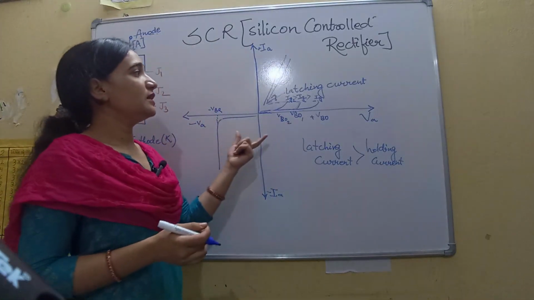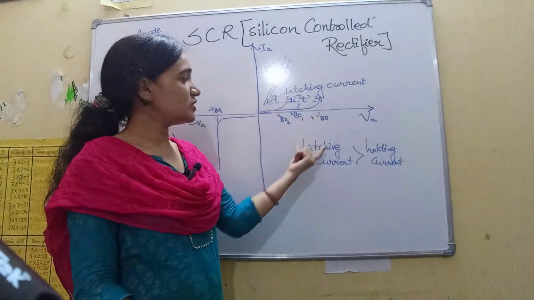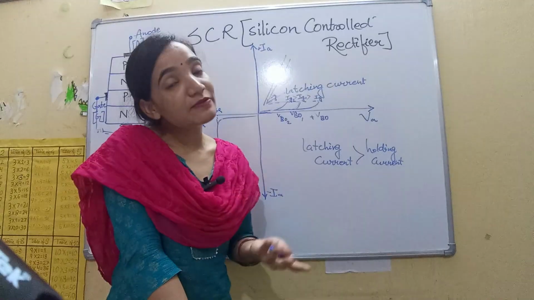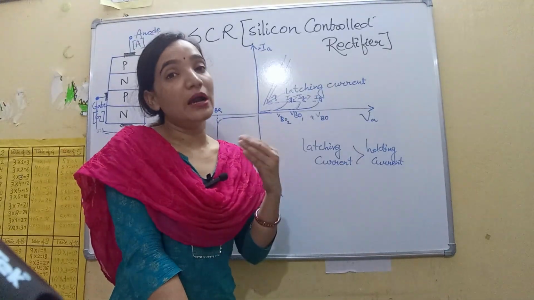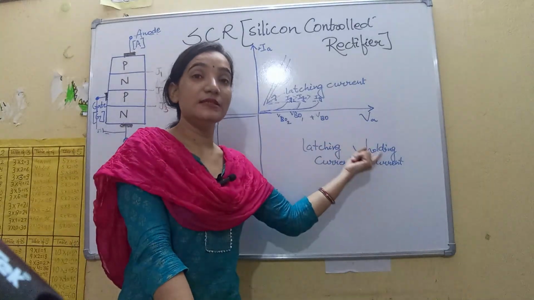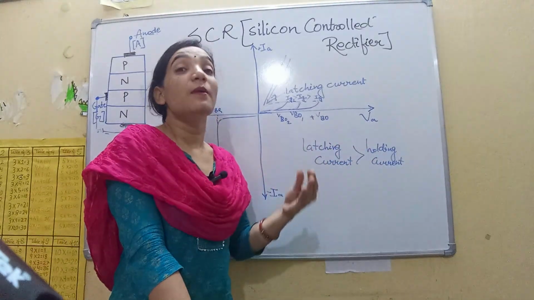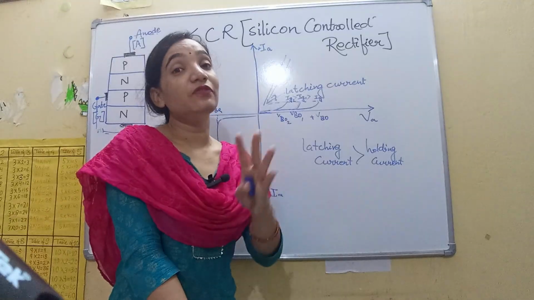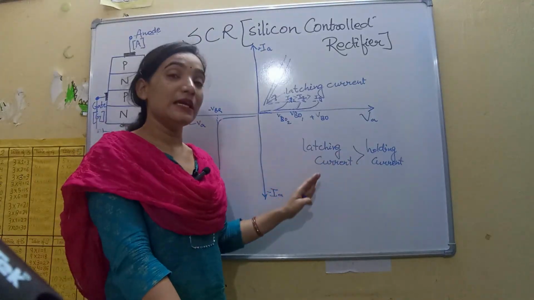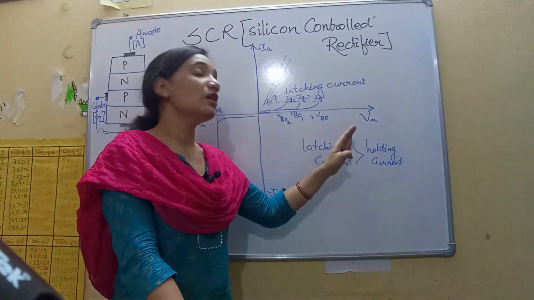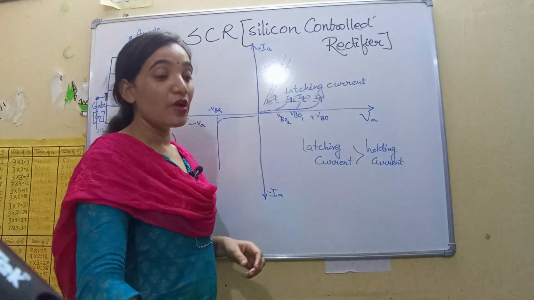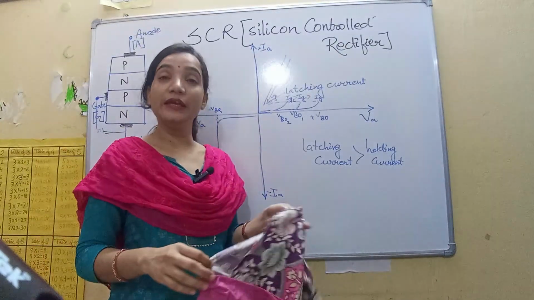So this is the latching current. We say latching current is the minimum current that helps the SCR to conduct. Okay, that is the latching current, and holding current is that current below which the SCR will stop to conduct. This is the holding current. Latching current is always greater than holding current. Okay, now we will talk about the various triggering methods.